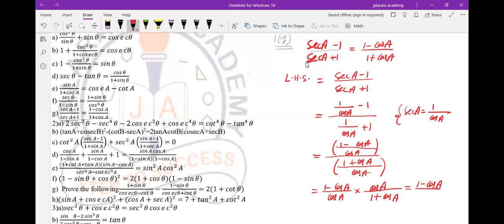Though we have to write it vertically downward, we can write it in this manner also, no problem. But use the equal to sign only. Okay. Hence proved.